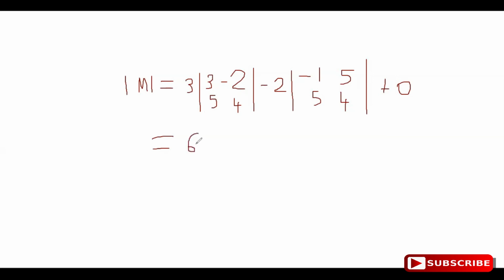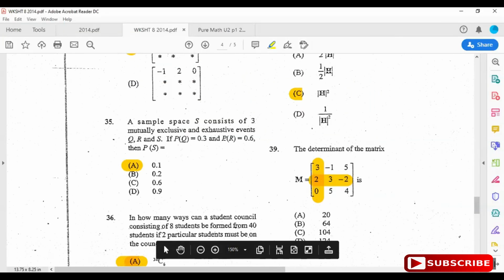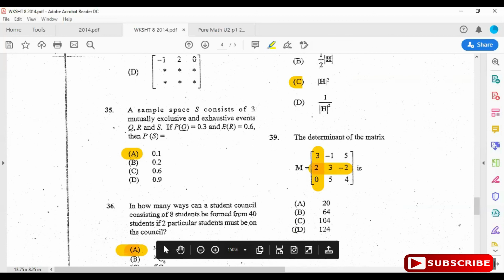22 times 3 is 66. Then we have minus 2 times, this works out to be 1 minus 25, which is minus 29. Minus 29 times 2 is 58. 58 plus 66 is 124. Easy stuff. So 124. And that's D. Easy.